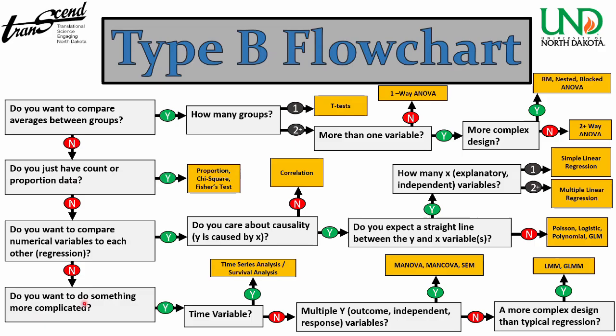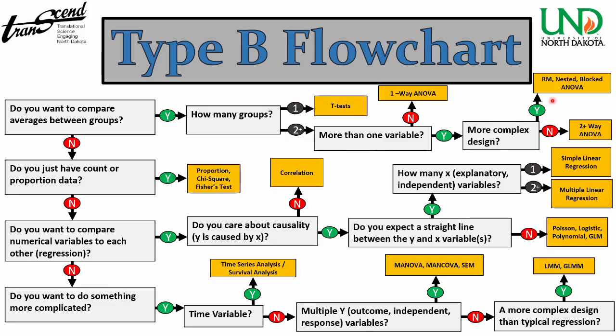So it still has the 4 big questions, but I've tried to make them a little more conversational. First you can ask, do you want to compare averages between groups? Yes. Okay, great. How many groups? If it's just one group, it's going to be a t-test. If it's more than one group, you can ask, is there going to be more than one variable? If it's not, that's a one-way ANOVA. If yes, more than one variable, but it's not more complex than that, it's a 2 or 3 or 4-way ANOVA. And if it's more complex, it's going to be some sort of fancy ANOVA.